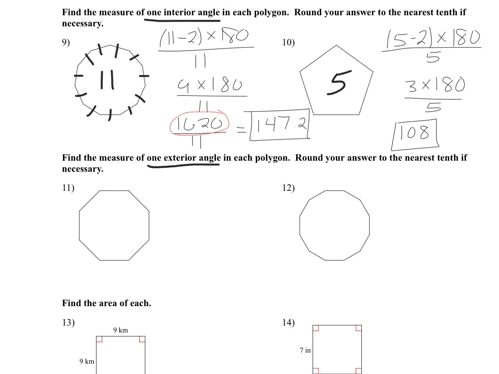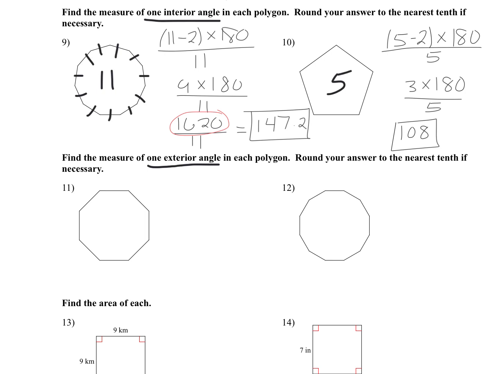360. So how do we find the measure of one of them? Well, same formula as the top, except replace it with 360. It is not the same formula as the top. We said all of them add up to what? 360. So if all of them add up to 360, how do we find one of them? Divide by the number of sides.